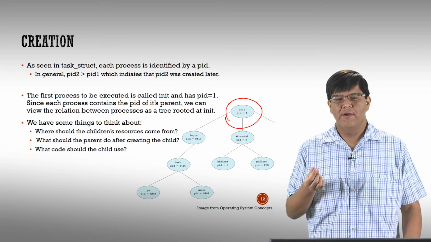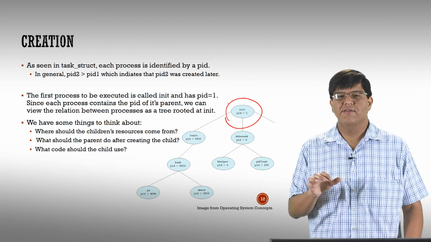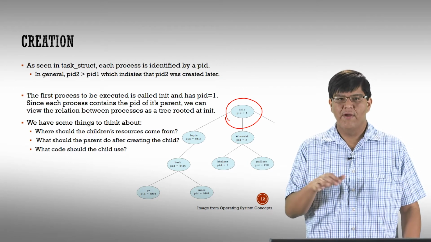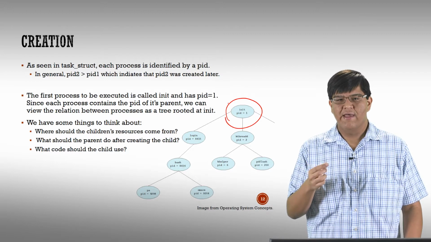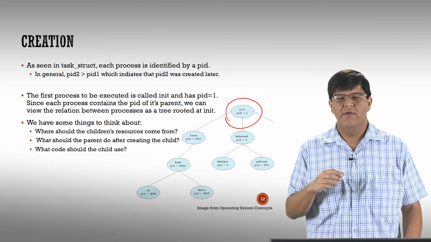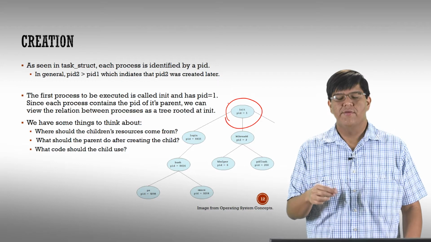Now initially, I may be running a program, and maybe I've run an executable, and that executable is in memory, basically doing its stuff. But then when I create a child, that child has to have some program to run. It has to have some code to run. So where should that code come from? So think about that for 1 second.